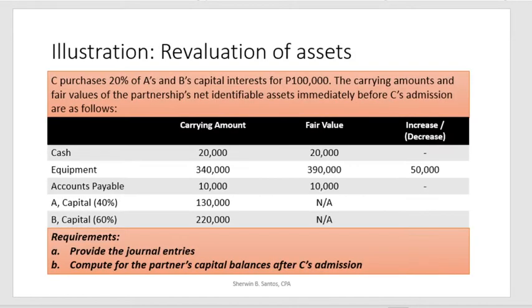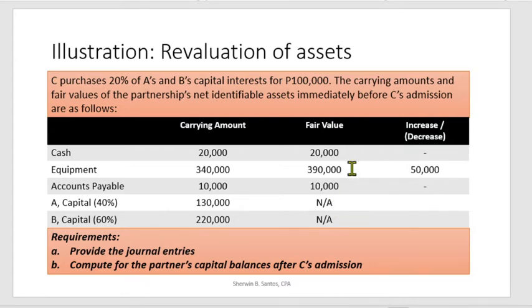Okay, let us illustrate this. C purchases 20% of A and B's capital interest for 100,000. The carrying amounts and fair values of the partnership's net identifiable assets immediately before C's admission are as follows. So you are given data. We have cash, equipment, accounts payable, and the equity accounts for A and B. The fair values have also been tabulated to compare whether there are increases or decreases on the assets and liability accounts. So, for cash, there are no changes.